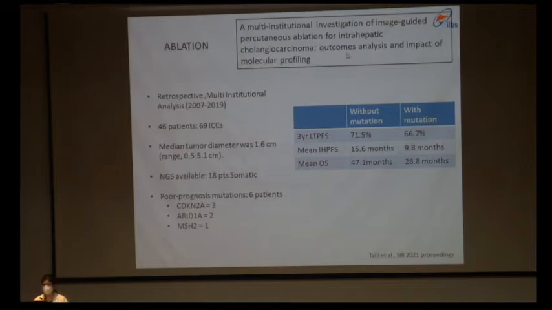for percutaneous ablation for intrahepatic cholangiocarcinoma, there is an impact of molecular profiling. So in these 46 patients with 69 intrahepatic cholangiocarcinoma lesions, they had undergone ablation therapy. NGS panel was done in 18 patients, and poor prognostic mutations were present in 6 patients. So they have found that the patient without mutation had a better local tumor progression-free survival, mean intrahepatic progression-free survival, and mean overall survival as compared to the patient with mutations.